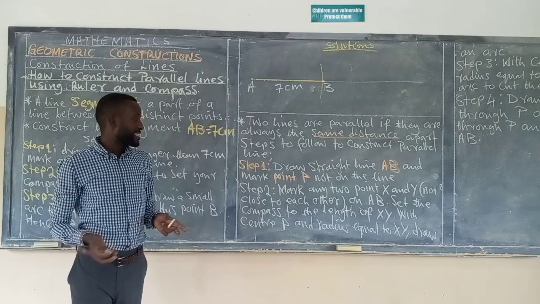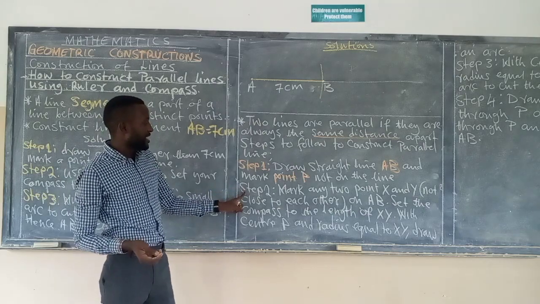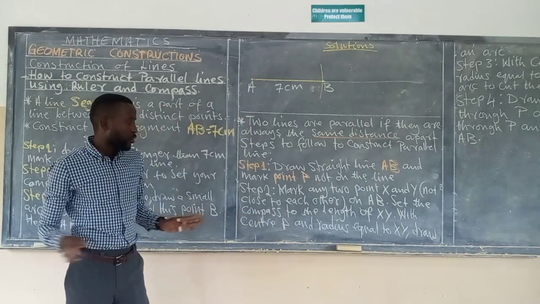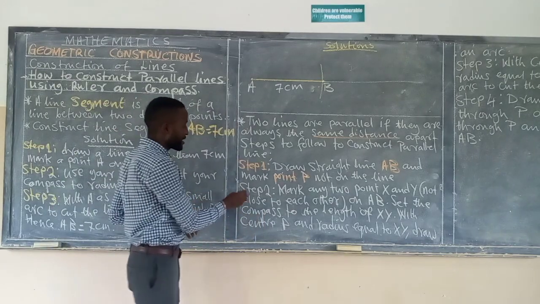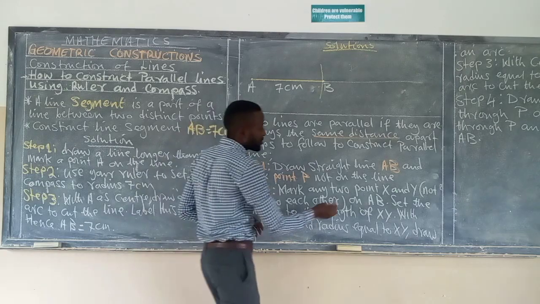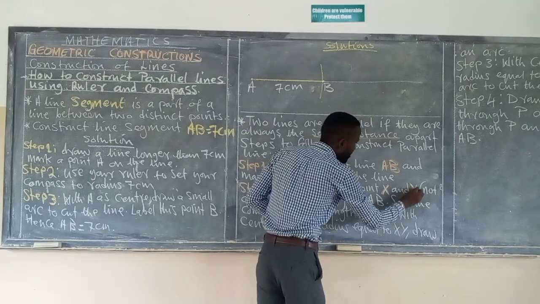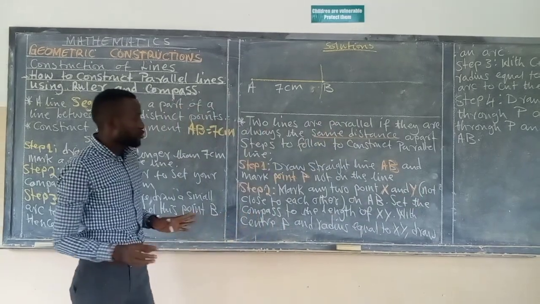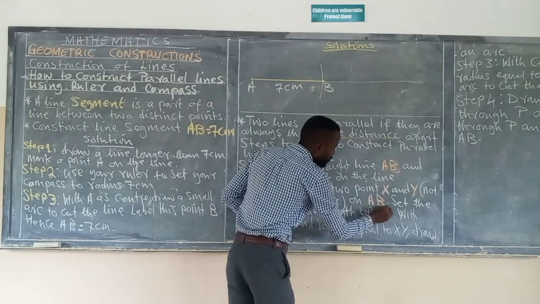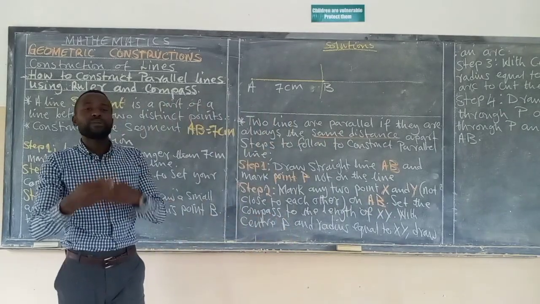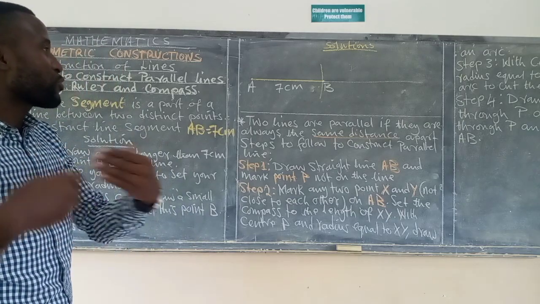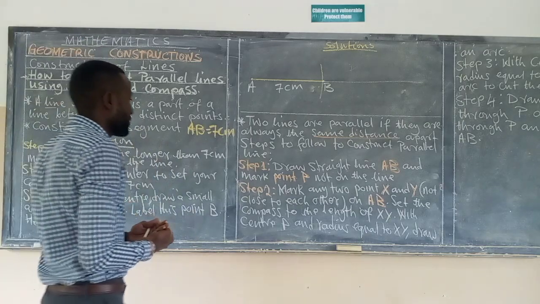After you have drawn that, come to step 2, which is to mark any 2 points, X and Y, not close to each other. Meaning that these two points on the line AB should be a distance apart, so that you are able to measure the parallel lines properly.